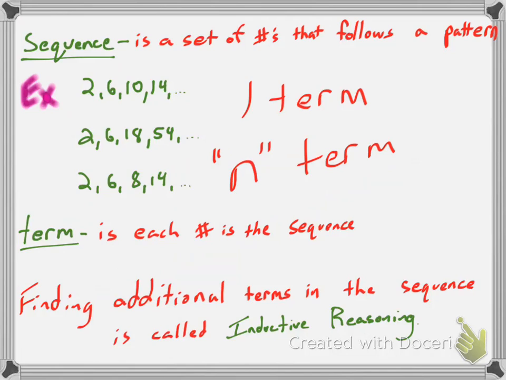Finding the additional terms in a sequence is called inductive reasoning. So it's just finding extra terms. Now sometimes you can use basic math to find those extra terms, and sometimes you actually need like a formula, like an equation or a function to tell us what those are.